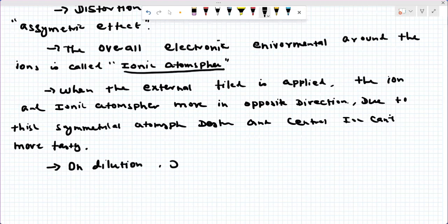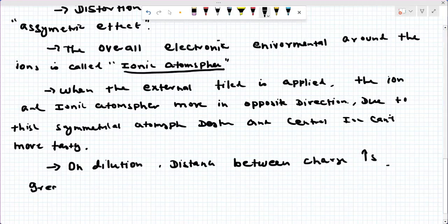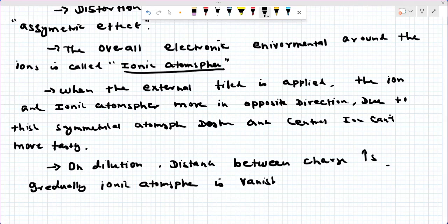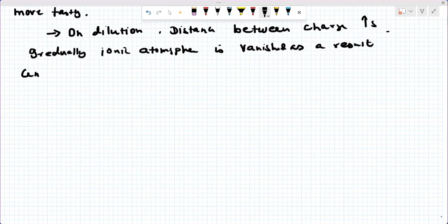On dilution, the distance between charges increases gradually, and the ionic atmosphere vanishes. Therefore, as a result, the central ion moves freely. It means the molar conductance increases on dilution.